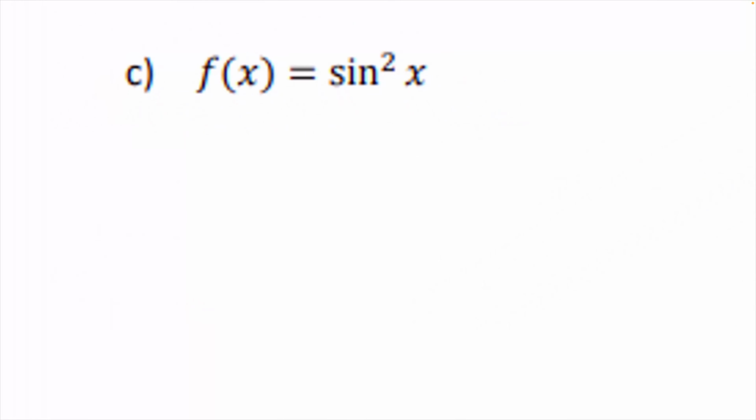So trig does this weird thing where if they want to square either sine, cosine, tangent, cosecant, secant, or cotangent, they put the squared there. It doesn't really make sense to me. I don't really like it like that. If it makes sense to you, leave it there. But what this really means is this. Sine of x, squared. That's really what it means.